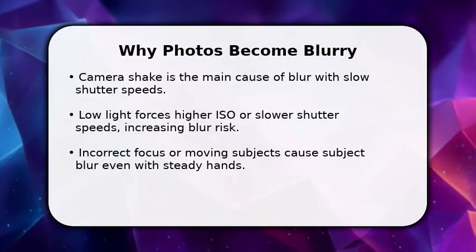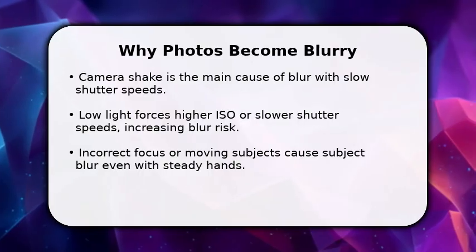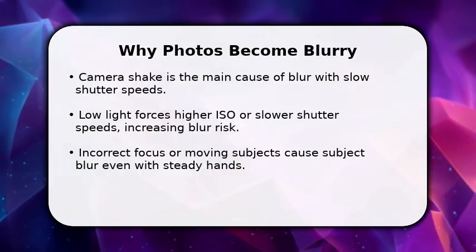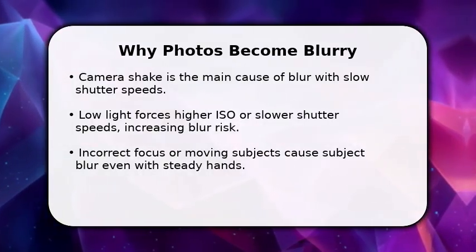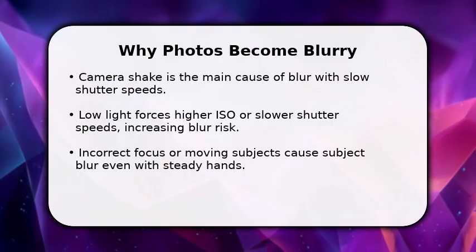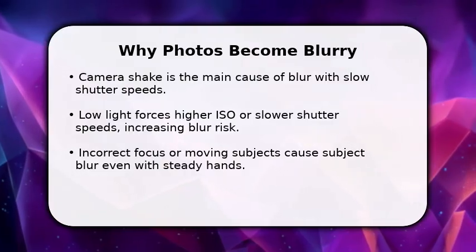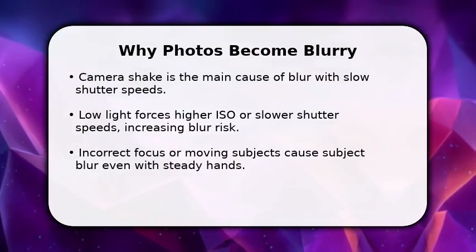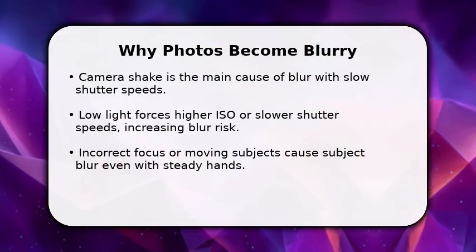Blurry photos usually come from three core problems: movement, light, and focus. Camera shake happens when shutter speed is too slow for handholding. Low light causes the camera to use slower shutter speeds or higher ISO. Higher ISO adds noise and may not fix blur from movement.